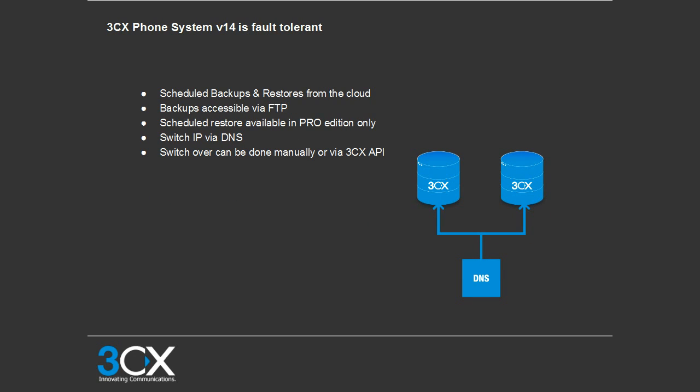High availability and fault tolerance. This is a very disputed subject. What I can tell you though, is that high availability is now possible by using DNS entries and backup and restore from the cloud. You can easily switch over manually or by using the 3CX API automatically.